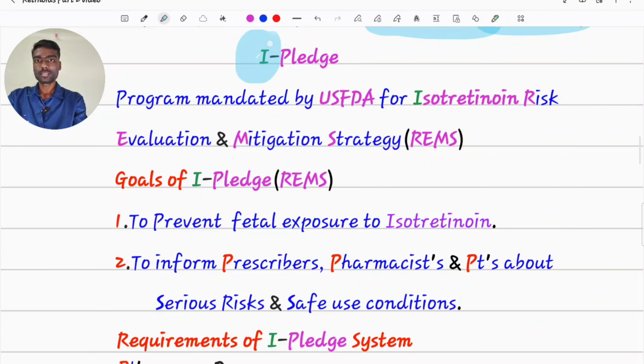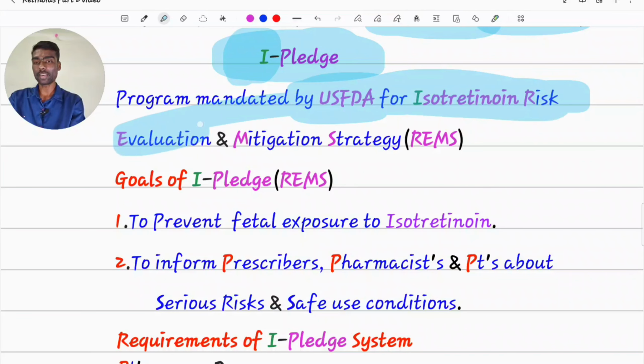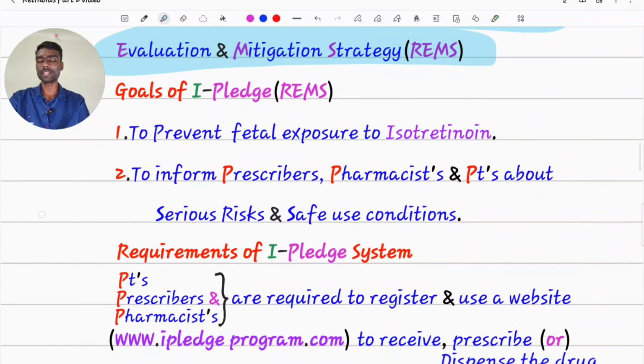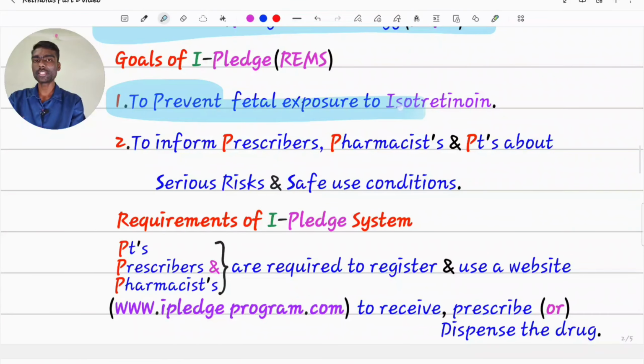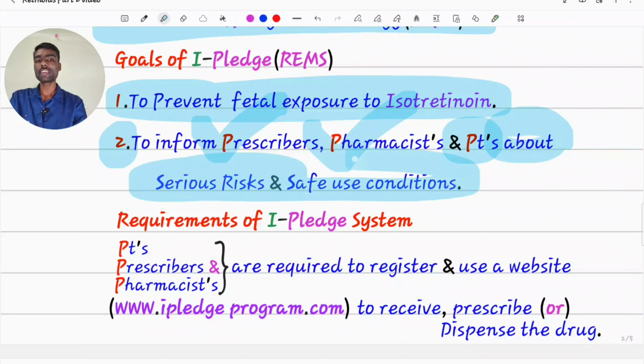iPLEDGE. This I is for isotretinoin. iPLEDGE is a program mandated by the US FDA as the isotretinoin risk evaluation and mitigation strategy, REMS. What are the goals of iPLEDGE REMS? To prevent fetal exposure to isotretinoin, obviously. Then to inform prescribers, who are we doctors, pharmacists who will dispense the medicine, and patients who will receive the medicine, about serious risks and safe conditions.